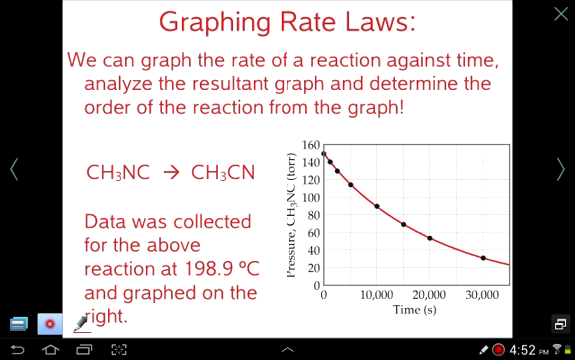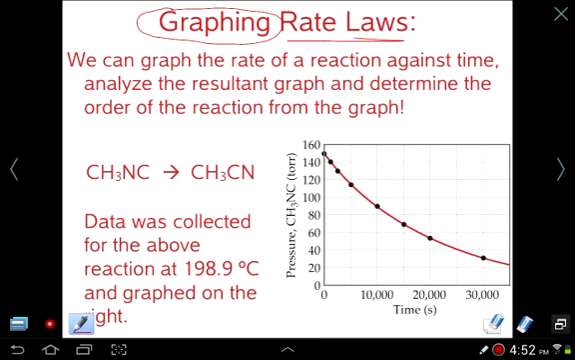In this lesson, we're going to do the same thing, but we're going to get the rate law from graphs, from graphing the reaction as it proceeds. So this is a different method. It gives you the same thing. It still gets you the rate law, but from a different angle.